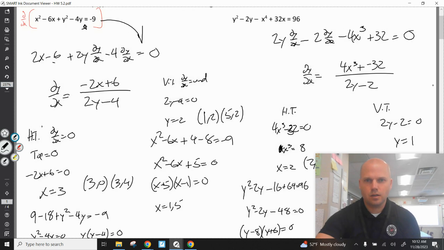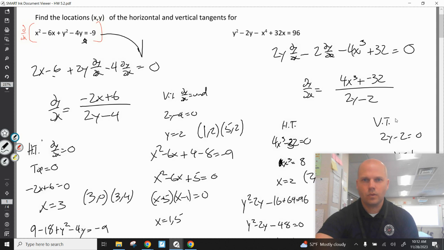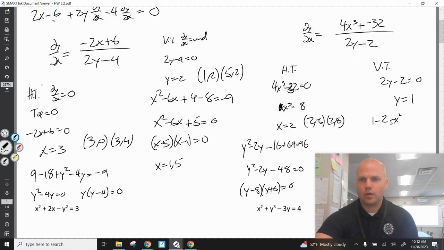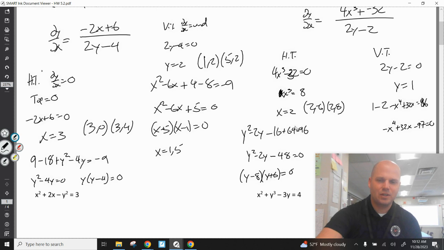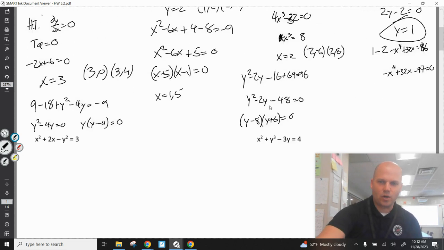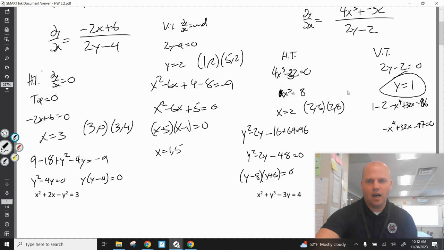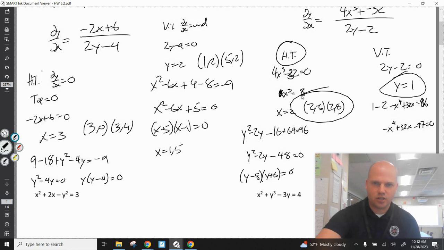Y minus 2 minus x to the fourth plus 32x equals 96. Negative x to the fourth plus 32x, that's a minus 1. So minus 96, minus 97. Yeah, I'm not solving that. Apparently it can't be solved. Don't stress, just so you got this, but it doesn't work out. I'm not expecting you to figure that out. Probably on your quiz or test, you'd just be asked the horizontal tangents and you just find that. Okay?